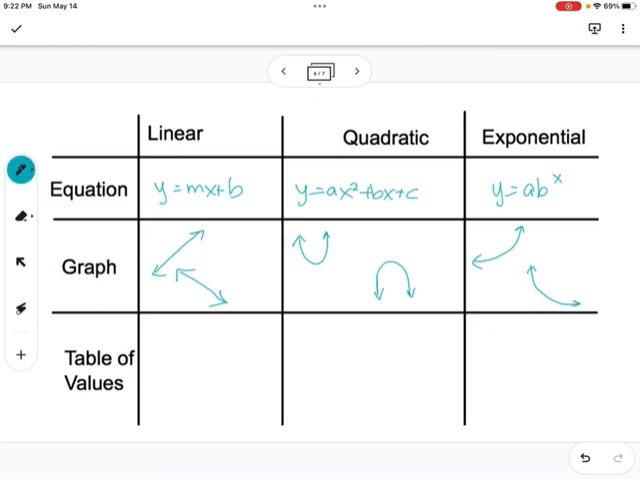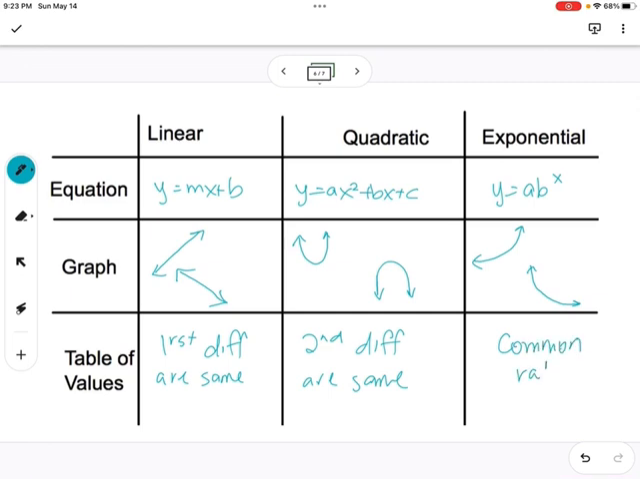And for our table of values for linear, the first differences are the same. Quadratic, the second differences are the same. And for exponential, we have a common ratio, which means we're dividing. Okay, with our differences, we are subtracting.